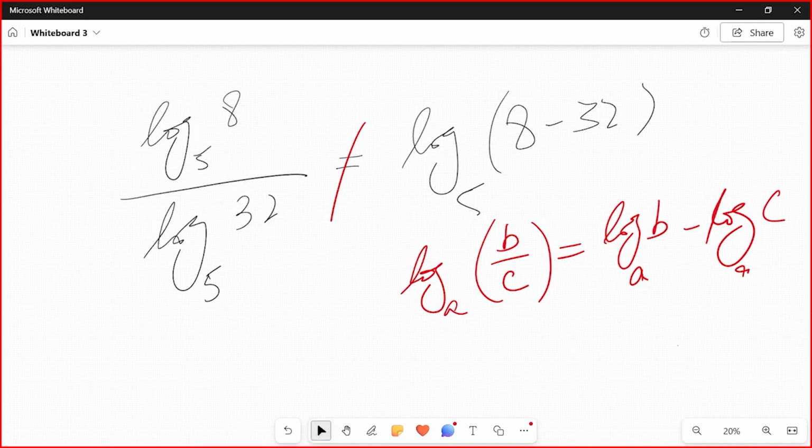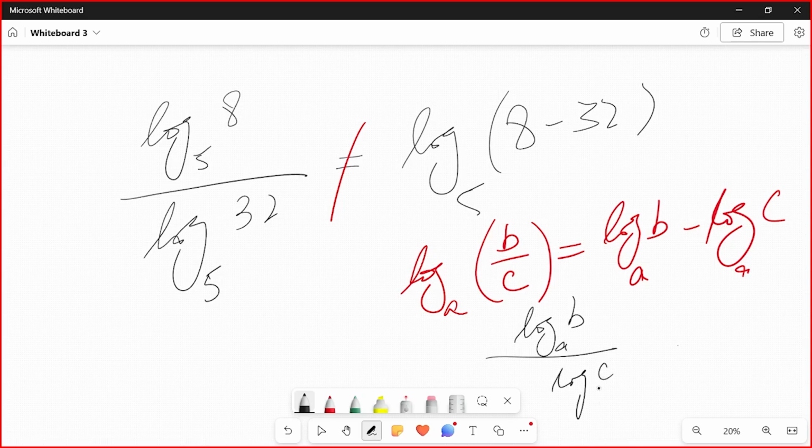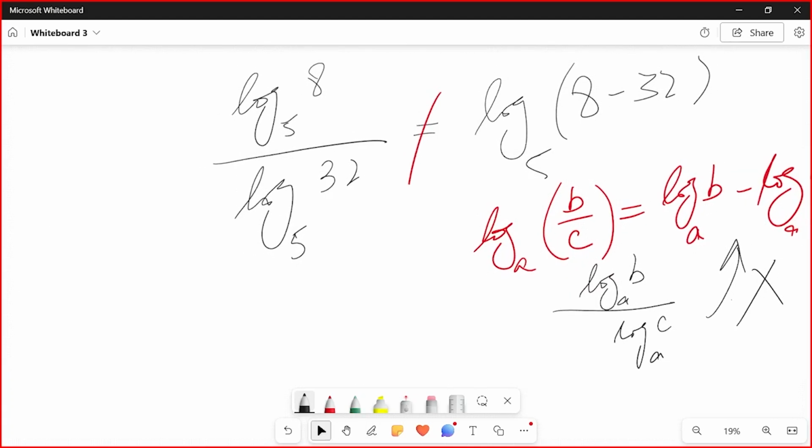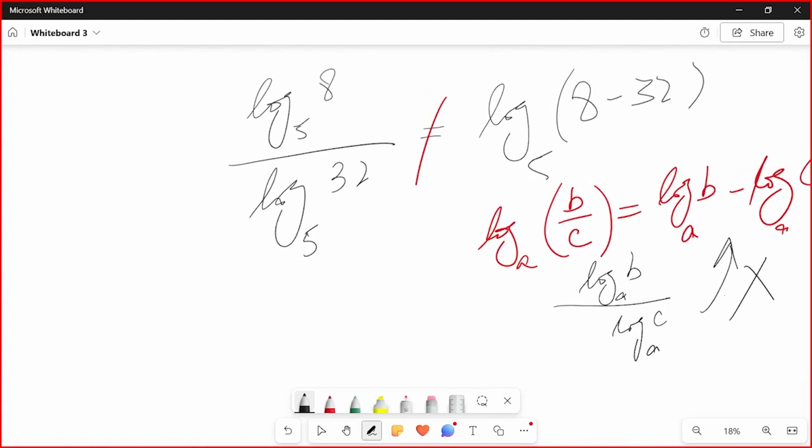I write it in black again. If I have to write that thing, it is something different. It is log b to the base a over log of c to the base a. And these both are not equal. Therefore, it is not equal to this. Does it make sense to you? Many students make this type of mistake, and they consider that this is like this. It's not.